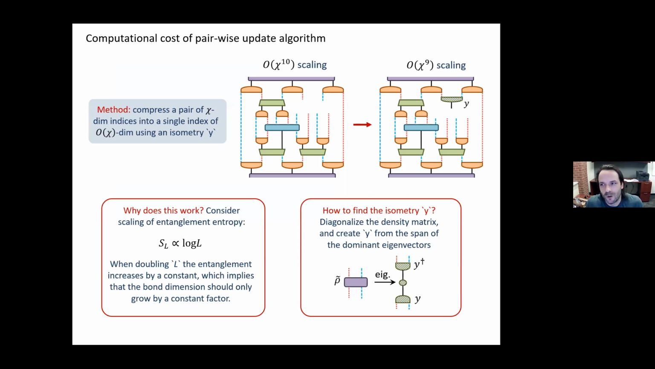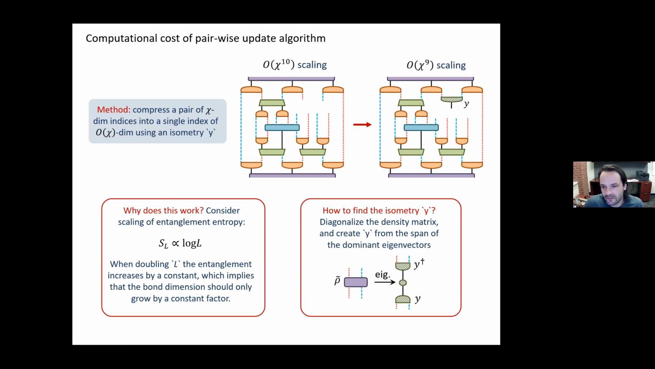Okay, so why does this work? Well, it's just an entanglement argument. The entanglement scales logarithmically in the number of sites, and this is true at any level of the mirror, or this is the maximum it can scale. So if I put two neighboring indices together, then I don't need chi squared values to maintain the same error. I need something which is just proportional to chi again. Okay, so maybe it's 2 chi or 3 chi, but it's certainly much less than chi squared.